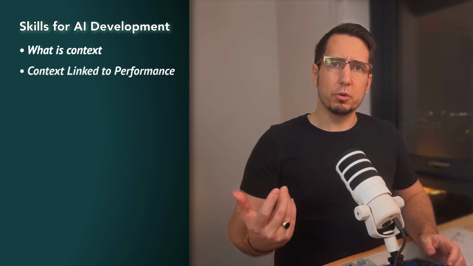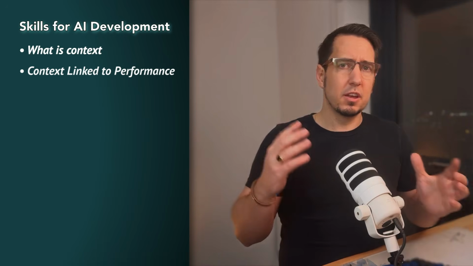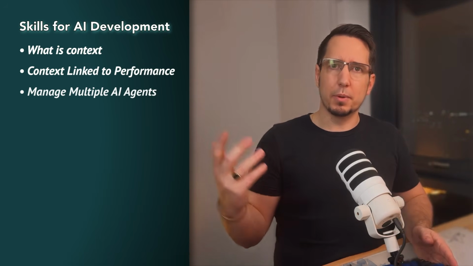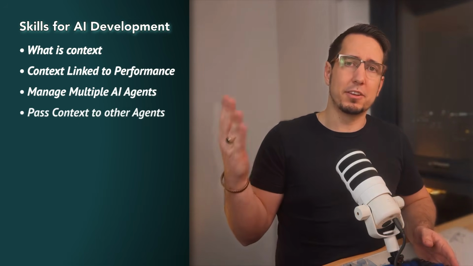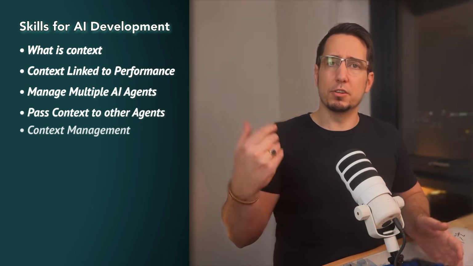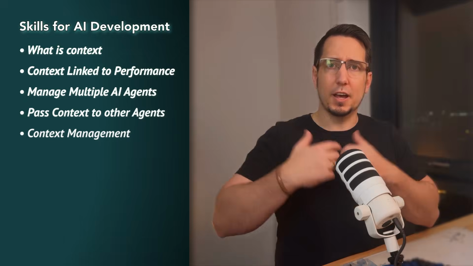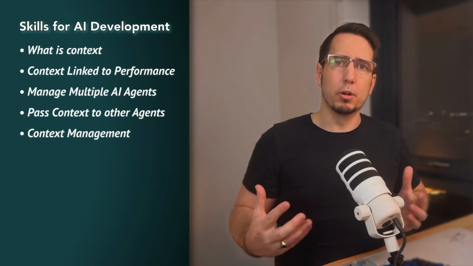We'll also talk about how important context is in the grand scheme of things and show you examples of why it really matters. We'll also talk about how to manage multiple AI agent systems, and how you can pass context from one agent to another and what is the best way to do so. And lastly, we'll talk about context management and how you should think about combining this all together as one moving forward.